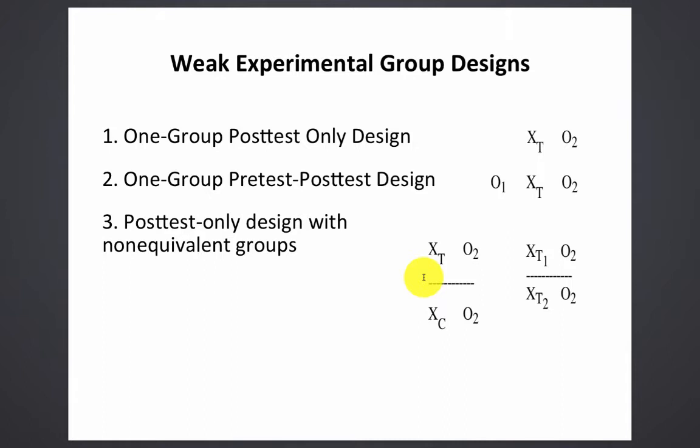But they are weak because they don't do as good of a job controlling for threats to validity. And what I'm talking about here is our ability to interpret the results causally. So can we make the inference that the treatment is actually causing any improvements we see?